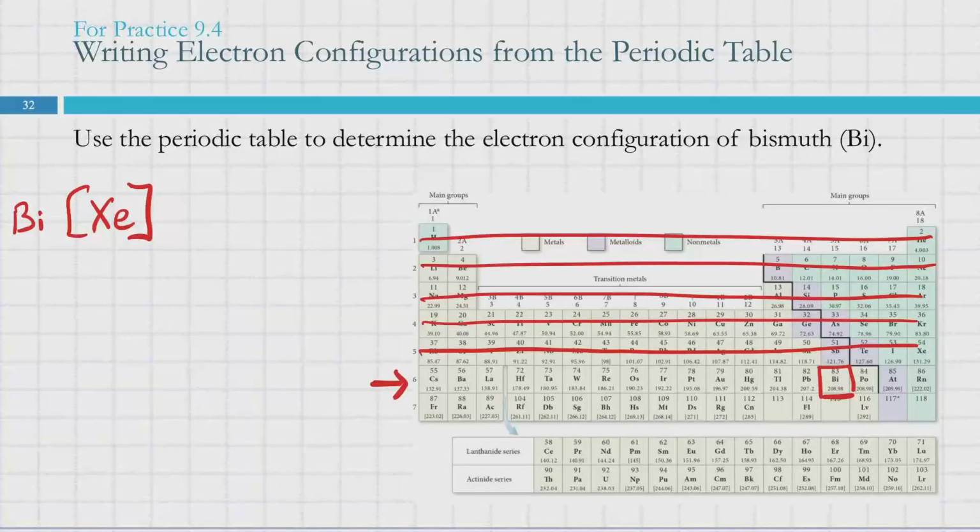What row are we in? We're in row 6. And what block are we in? We're in the S block. So counting over, 1, 2, we're past it, right? So we're past it, that means it's full. There are 2 spots. So 6s, 1, 2, 6s2. What comes after our S block?